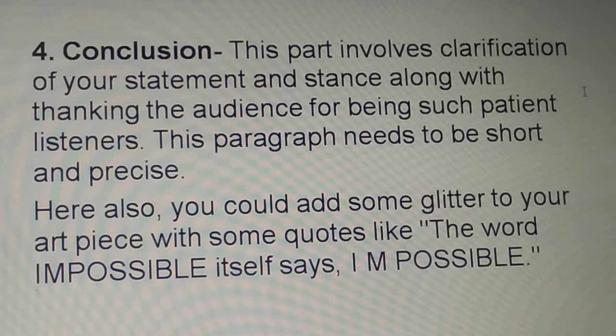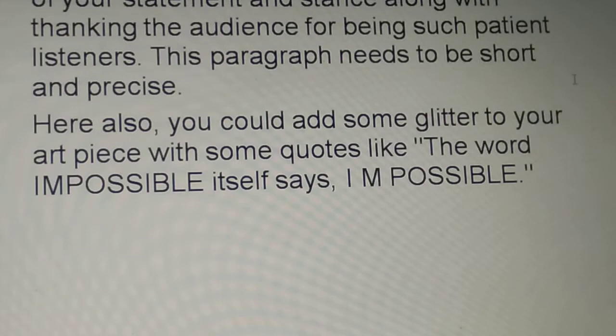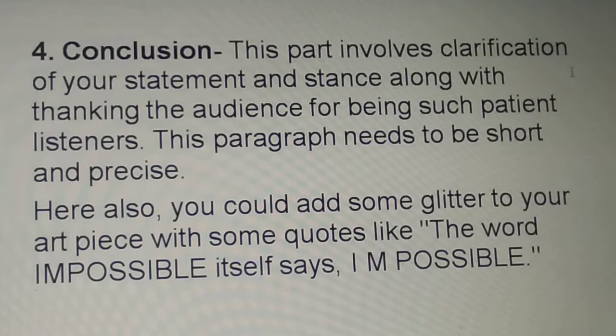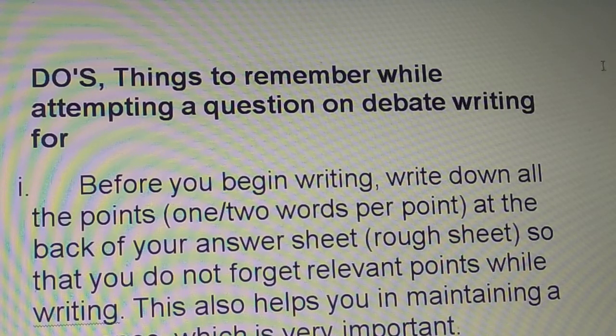Conclusion, very important. This part involves clarification of your statement and stance, along with thanking the audience for being such patient listeners. This paragraph needs to be short and, of course, precise. Here also you could add some glitter to your art piece, that is quotes. The word impossible itself says, I am possible. So, conclusions should be very interesting. Remember that.